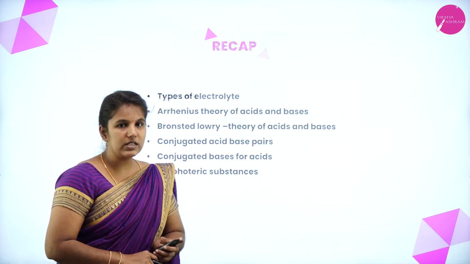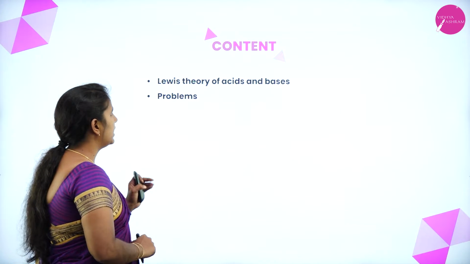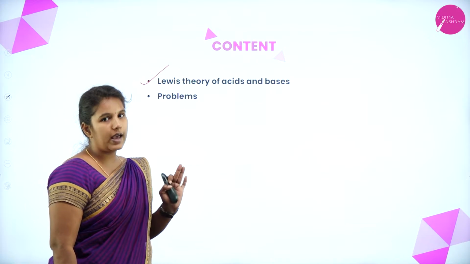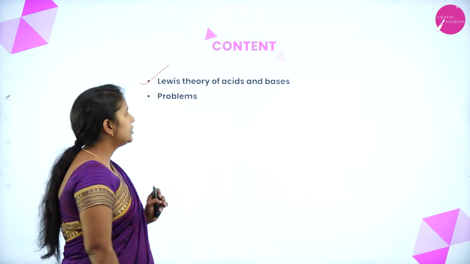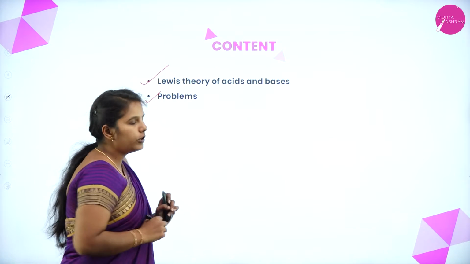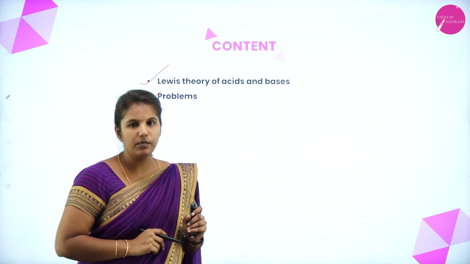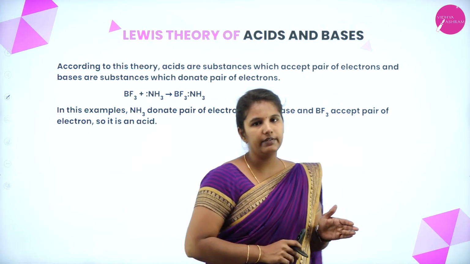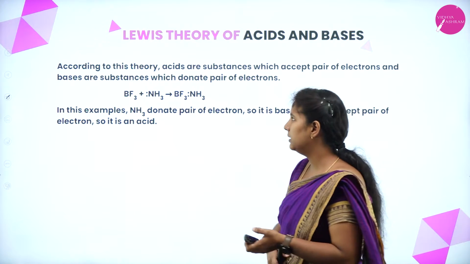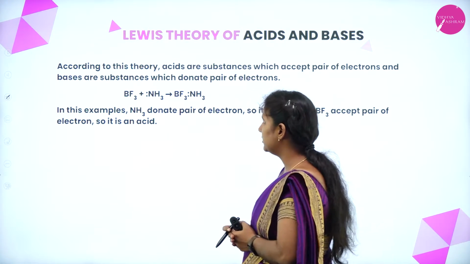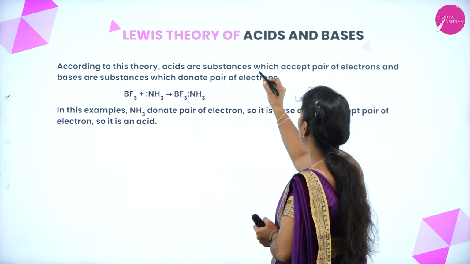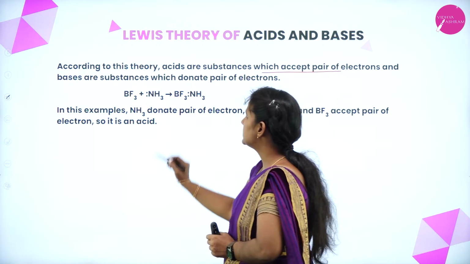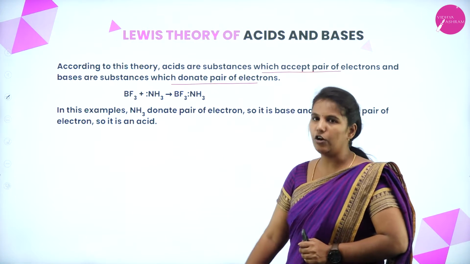Today, let us move on to the next topic of this unit by understanding the last theory of acids and bases, that is the Lewis theory of acids and bases. In addition to that, we are also going to solve some numericals based upon the equilibrium constant. Okay. First, we will see what the Lewis theory of acids and bases is. According to Lewis, an acid is a substance which can accept a pair of electrons, whereas a base is a substance which donates a pair of electrons.